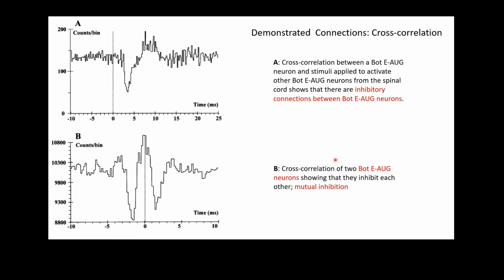And if you cross-correlate the firing pattern of two Bötzinger E augmenting neurons, they inhibit each other. There's mutual inhibition, another demonstration. There's inhibition on both sides. That means they each inhibit each other.